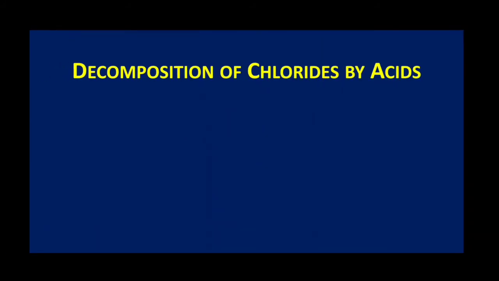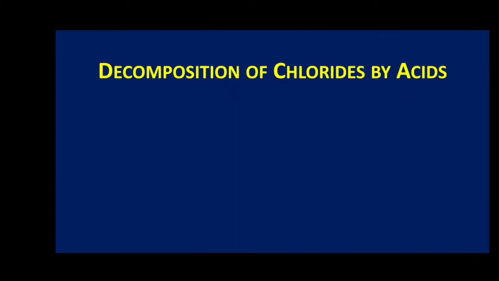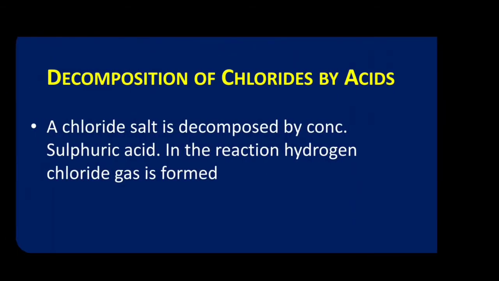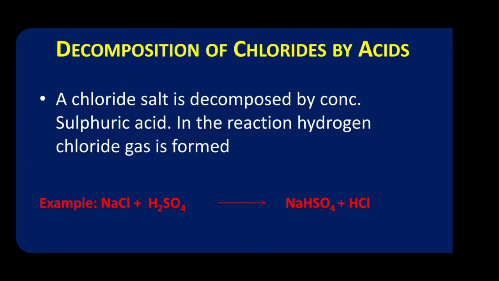Let's see decomposition of chlorides by acids. Chloride salt is decomposed by concentrated sulfuric acid. In this reaction, hydrogen chloride gas forms. So when chlorides react with acids, especially if the salt is a chloride salt, we can get hydrogen chloride gas. Let's see the reaction. NaCl plus H2SO4, that is sodium chloride and sulfuric acid, react to form sodium bisulfate and hydrochloric acid.